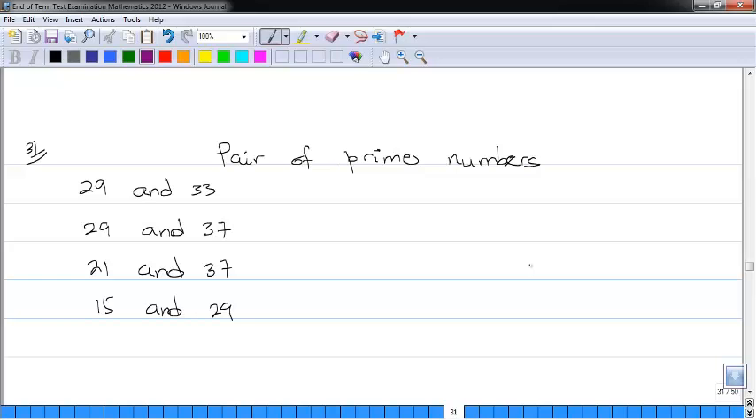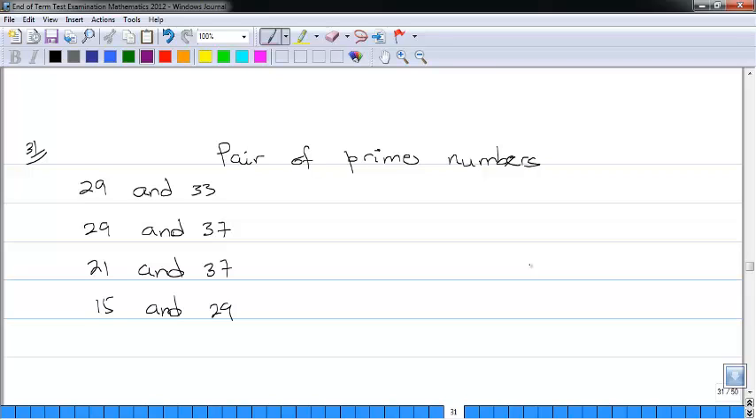Number 31 asks for the pair of prime numbers listed below. Now, a prime number is a number which only has two factors, being 1 and itself. So we have prime numbers, we also have composite numbers. A composite number has more than two factors. Let's examine these numbers.